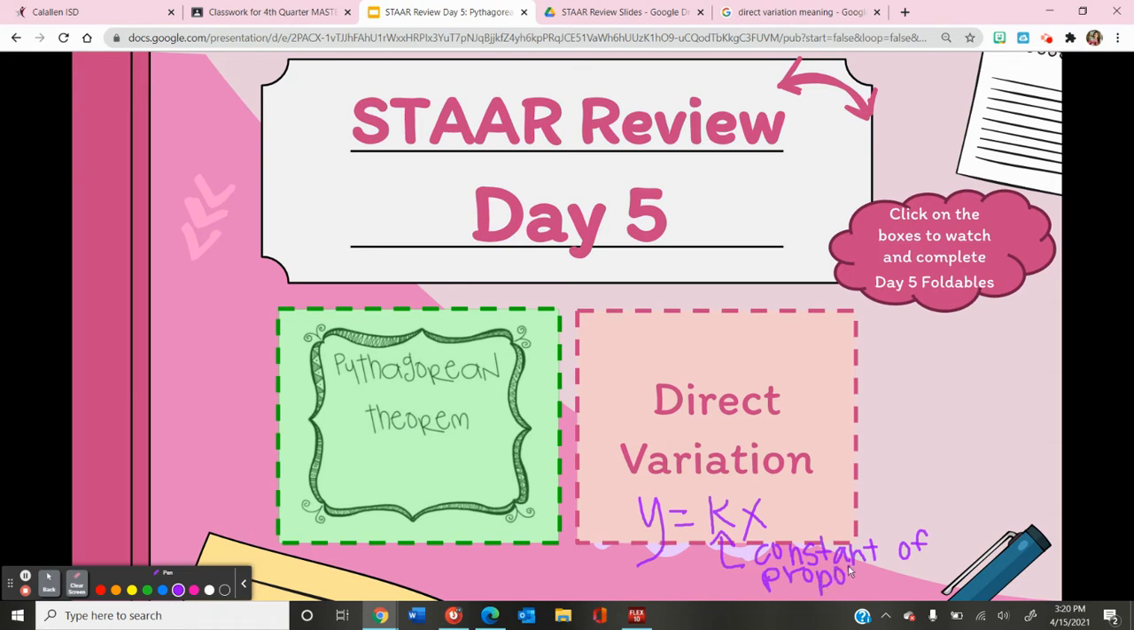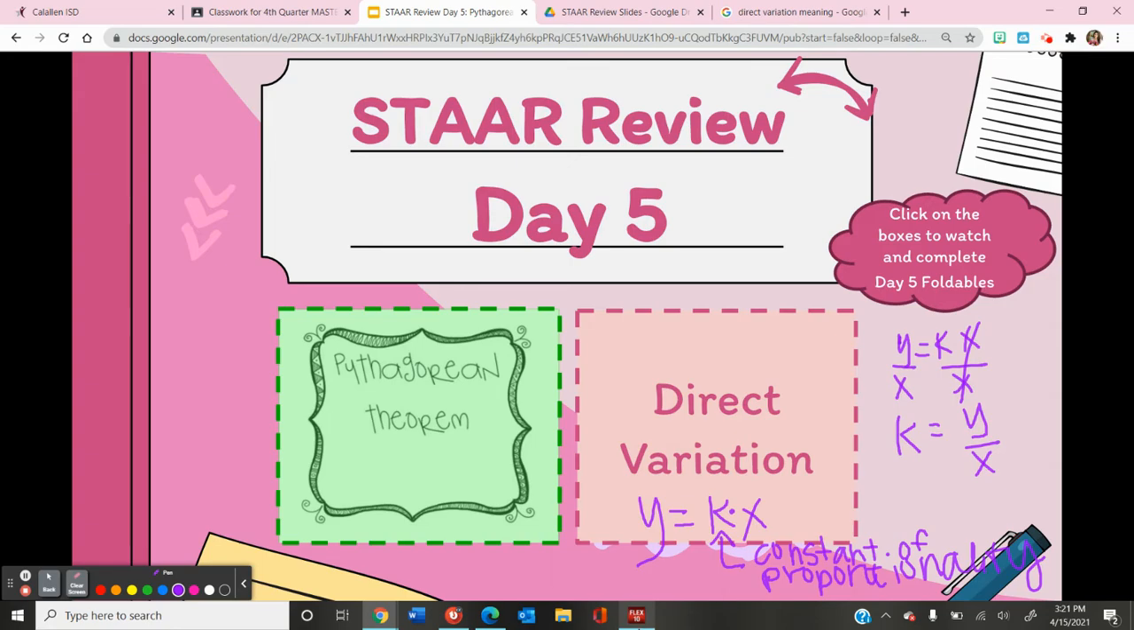Oftentimes you will be asked to find your constant of proportionality, and you can do this by, since right now I have k multiplying x, dividing by x on both sides. So I would start off with y equals kx, and then divide by x on both sides. This would cancel out. To find my constant of proportionality, we would now be doing y divided by x.